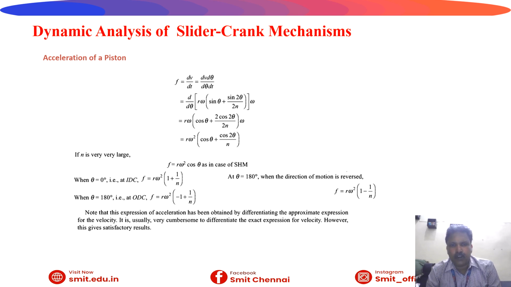So if n is very large, that portion will get cancelled. Then f equal to r omega square cos theta in case of SHM, that is simple harmonic motion. So when we are applying the conditions theta equal to 0 and theta equal to 180, based on that we will get the expressions like this: r omega square into 1 plus 1 by n, and r omega square inside the bracket minus 1 plus 1 by n. So the expression of acceleration has been obtained by differentiating the approximate expression for the velocity.